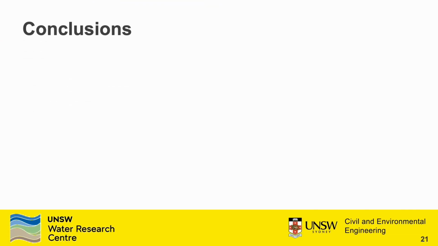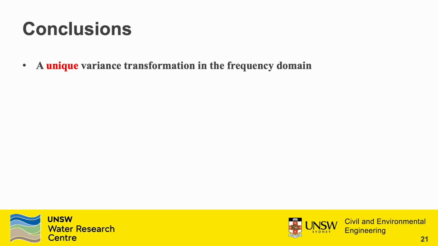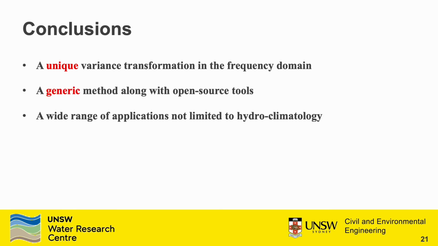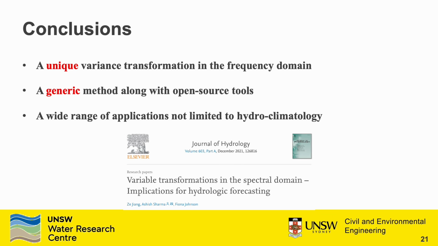Finally, some conclusions. We propose a unique variance transformation in the frequency domain. This is a generic method that comes with open source tools. Although the application I have done so far is mainly in hydroclimatology, potentially it can be used in many other fields like ecology, environment, or economics. In our another paper published at GeoEdge, it summarized all the developments we have made so far for the spectral transformation, including this ENSO forecasting application as well.